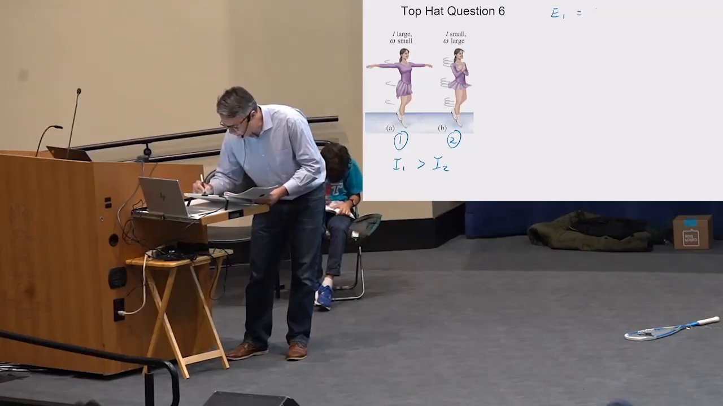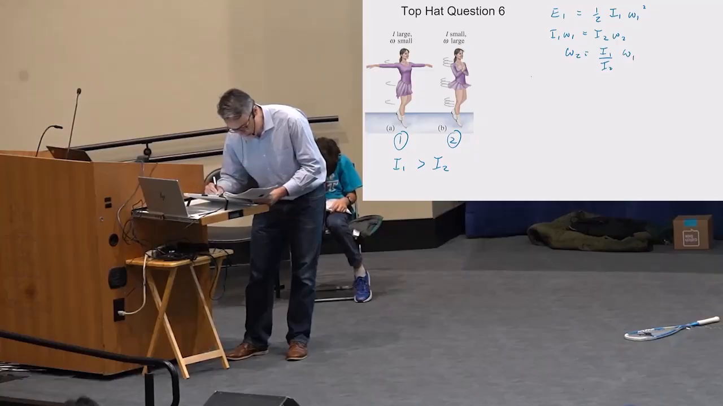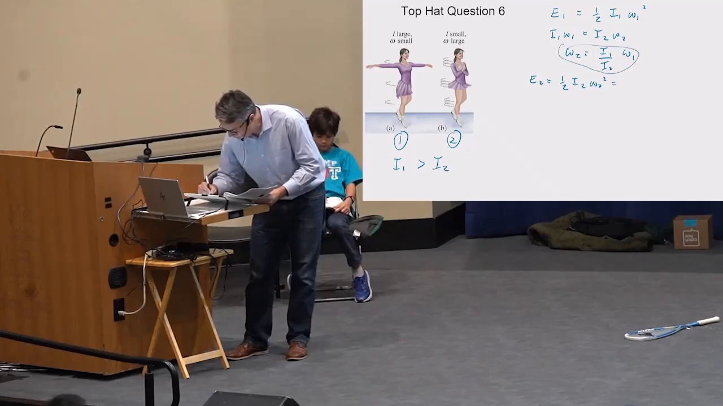So E1 is equal to 1/2 I1 times omega 1 squared. And also I know that I1 times omega 1 is equal to I2 times omega 2. So omega 2 is equal to I1 over I2 times omega 1. So then the energy E2 is equal to 1/2 I2 omega 2 squared. So let's take this and plug it into here.